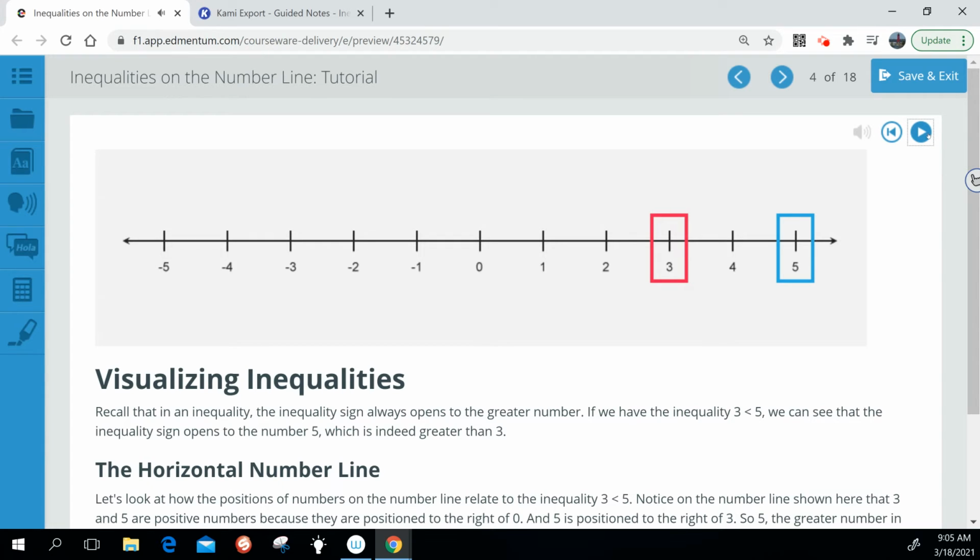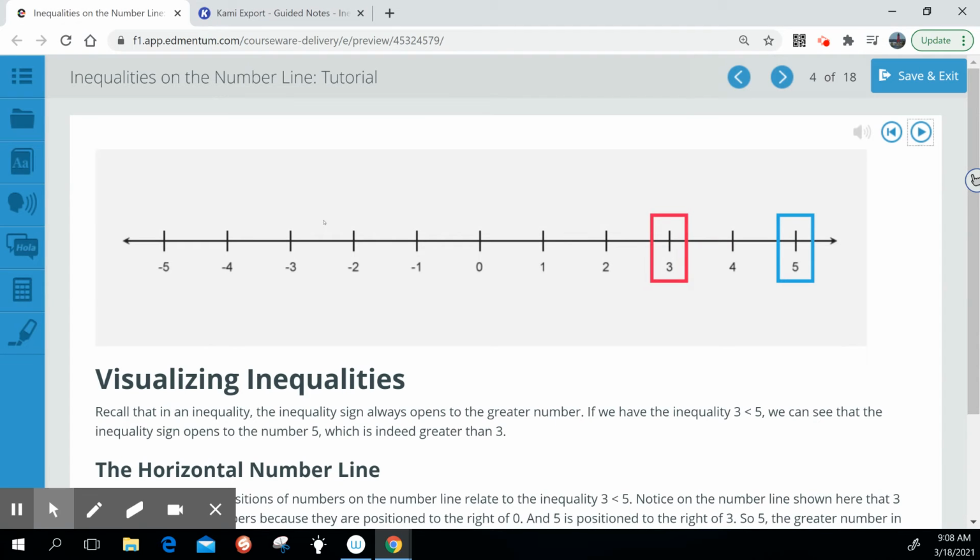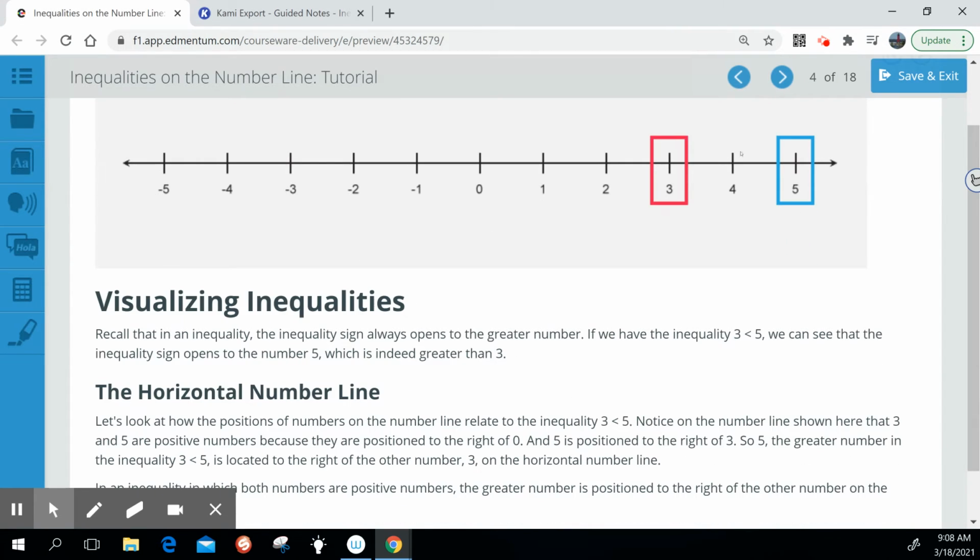Okay, so in your notes, you have 4 things to put in just in that little section right here, visualizing inequalities. So go ahead and fill in your notes with the information that you need from that section. Okay, let's go ahead and look at the horizontal number line then.